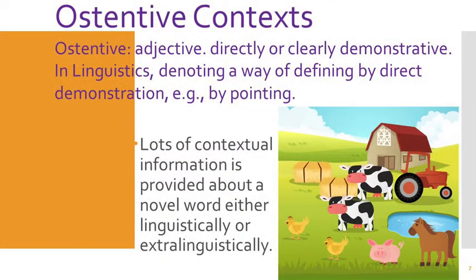Ostensive contexts are ideal environments for semantic development. Ostensive means directly or clearly demonstrative. In linguistics, ostensive denotes a way of defining by direct demonstration, something like by pointing. In ostensive context, lots of contextual information is provided about a novel word, either linguistically or extra-linguistically.